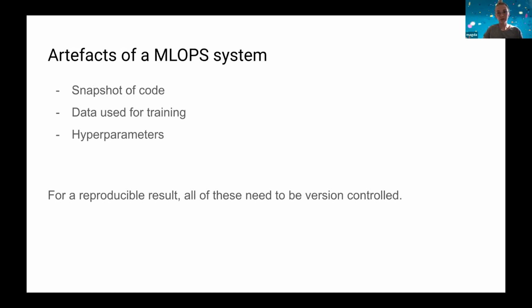So we were talking a little bit about the artifacts in DevOps. So that would be, for example, the snapshot of the code. But in an MLOps system, the artifacts are not only the code itself, but also the data used for the training and the hyperparameters.